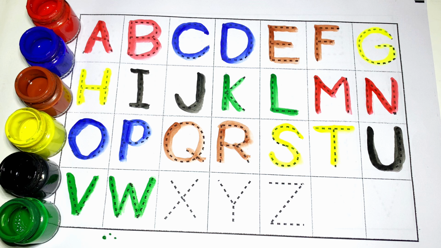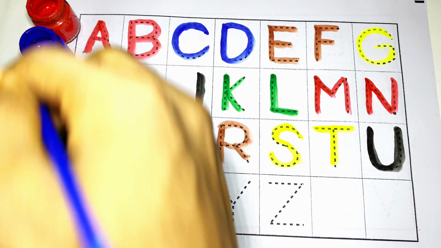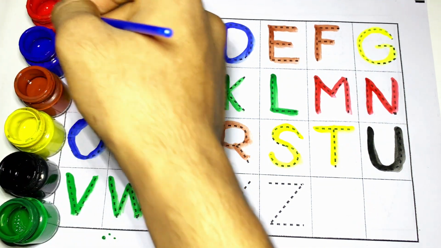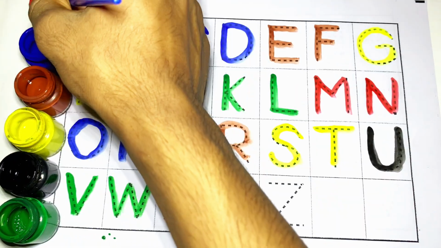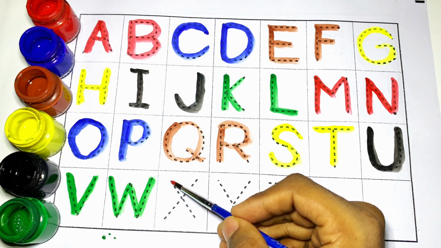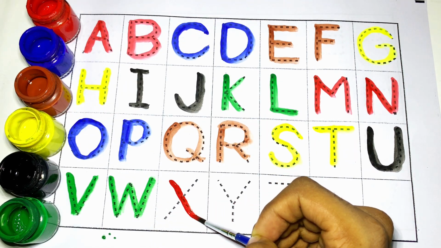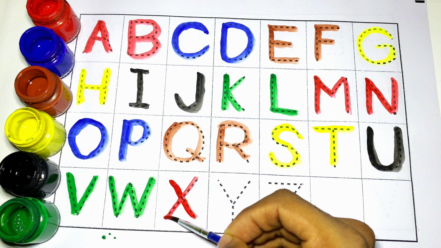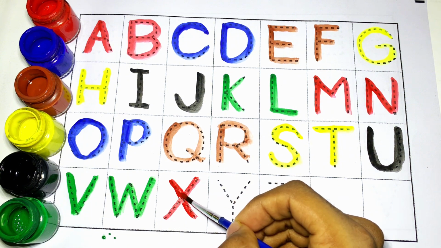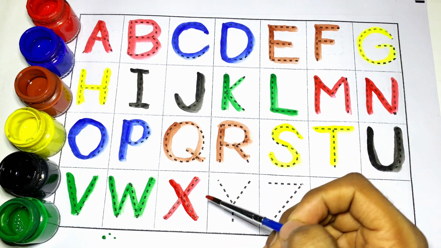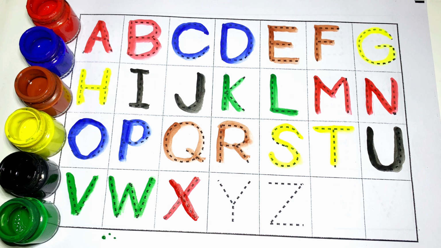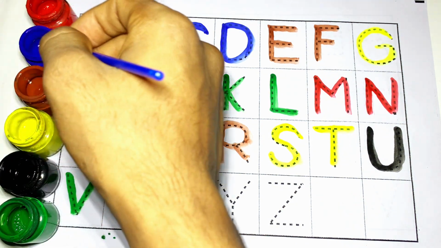Kids, now draw X. X for X-ray. Tell words of X. And use red color. Kids, now draw Y. Y for yak. Tell words of Y. And use blue color.